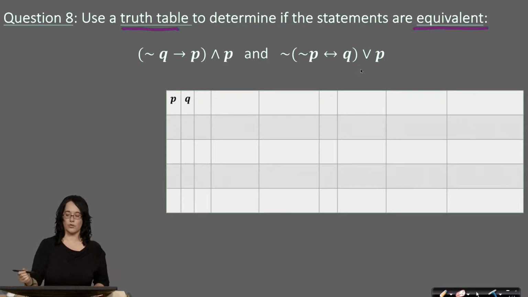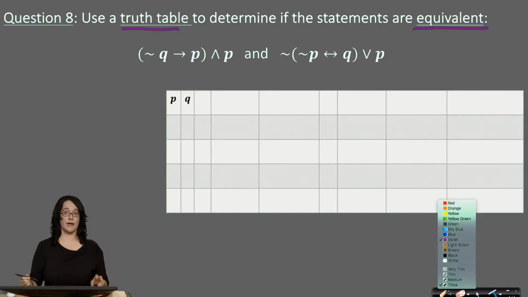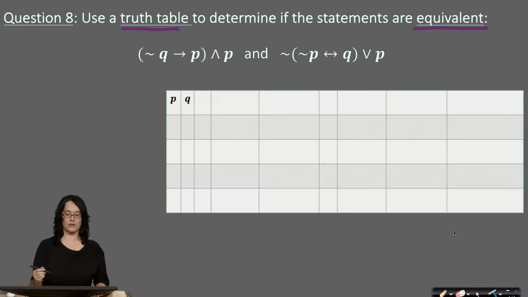Okay, so in order to do this using a truth table, we first need to recognize that there are only two simple statements, P and Q, even though it looks pretty complicated. So that's kind of good news as far as time is concerned, because we only need to have 4 rows, right? So for the P column, that's true, true, false, false, and then for Q, true, false, true, false.